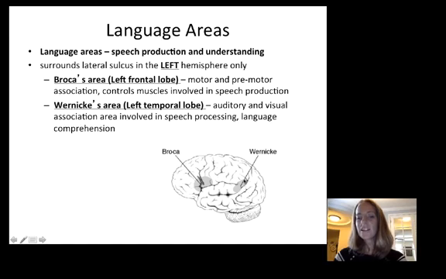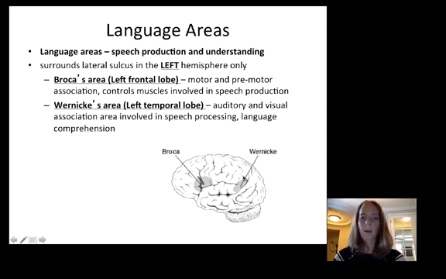And then here is an area called Wernicke's area. And I remember this one because sometimes when you look at it in the diagrams, it looks like a little ear. And it's here on the back of the temporal lobe. And it is involved in actually listening to or processing speech and language.